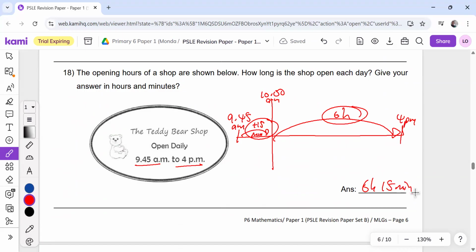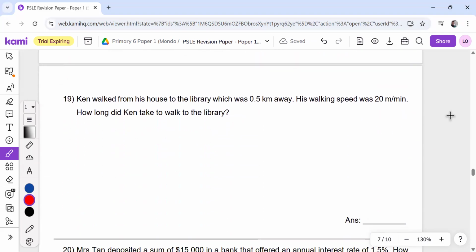Now question 19. Speed again. Ken walked from his house to the library, which was 0.5 kilometers away. That's the distance. His walking speed was 20 meters per minute. That's a speed. How long? Time. So can you find the time? You look at your triangle, and distance is equal to speed multiplied by time. To find time, you must take distance divided by speed.